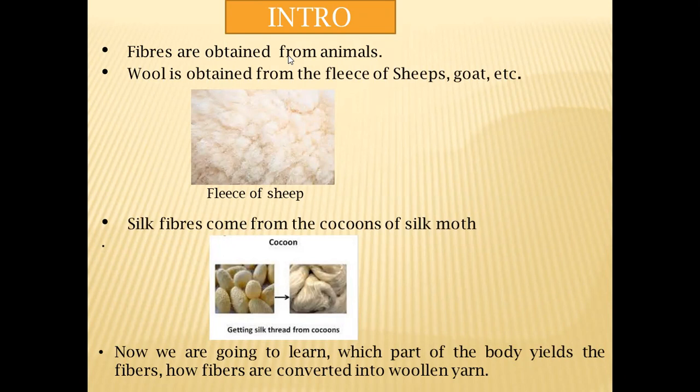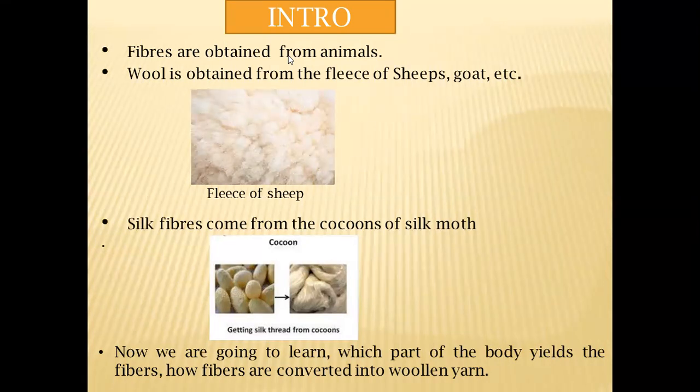All of you know that fibers are obtained from animals and plants. In this chapter, we are going to learn about those obtained from animals. Wool is obtained from the fleece of sheep, and silk fibers come from the cocoons of the silk moth.